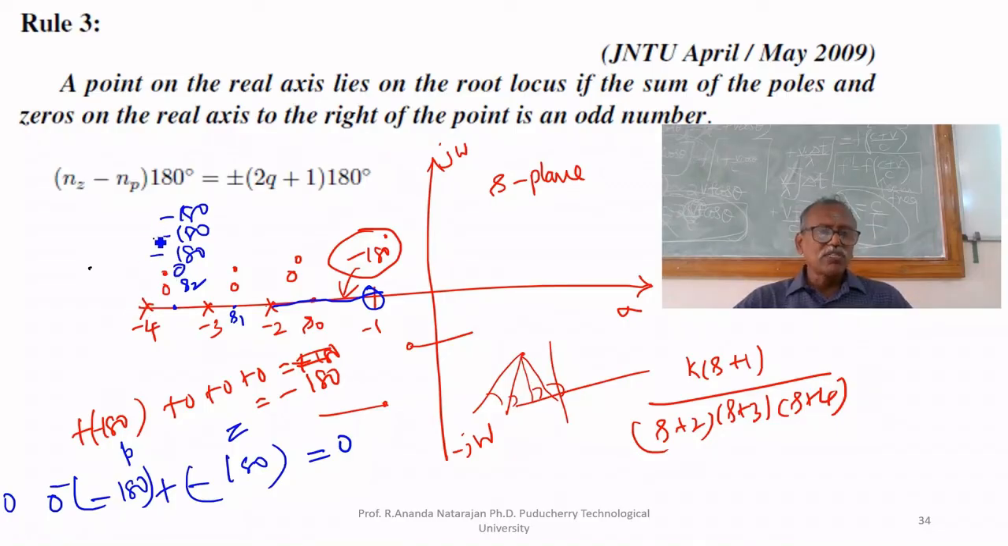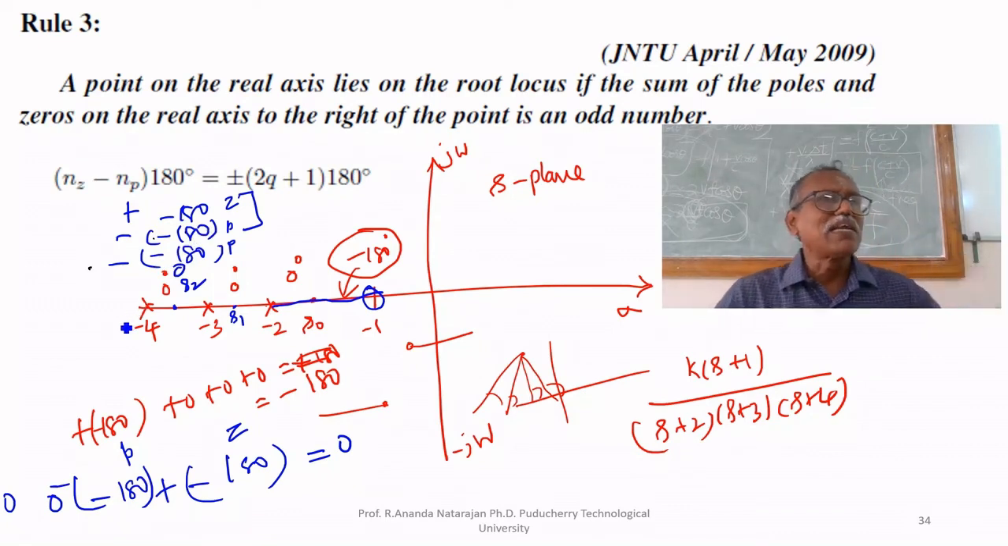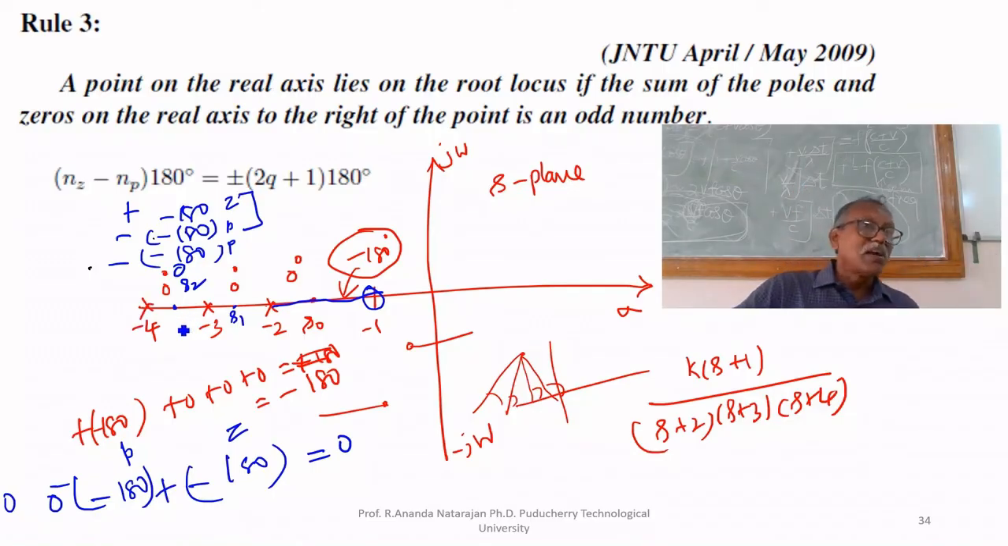What are all for poles? This is for poles. This is also for pole. This is for zero. Therefore, minus. Minus of minus becomes plus. This also becomes plus. These two get cancelled. This is minus 180. This is plus 180. These two get cancelled. What is the remaining angle? Plus 180 degree. Therefore, it is an odd multiple of 180 degree. Therefore, any point between minus 3 and minus 4 is on the root locus.